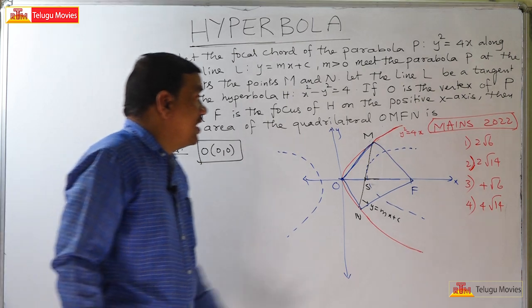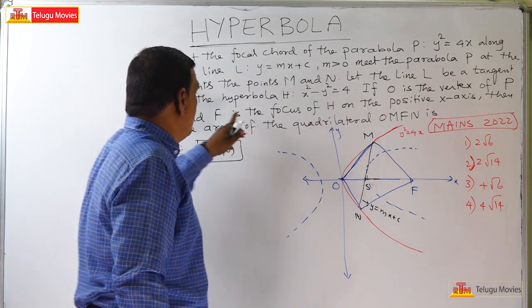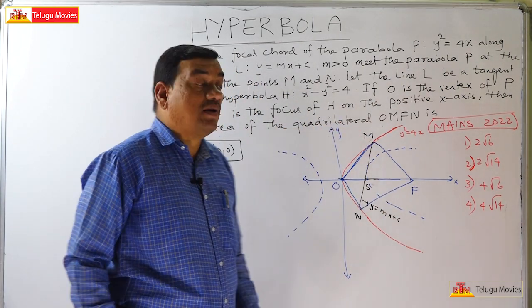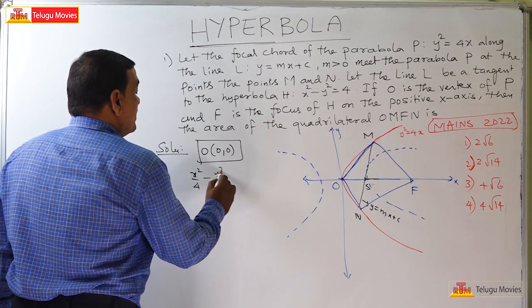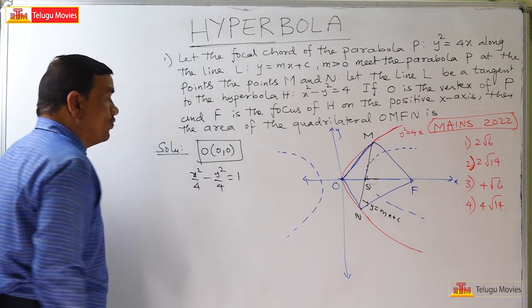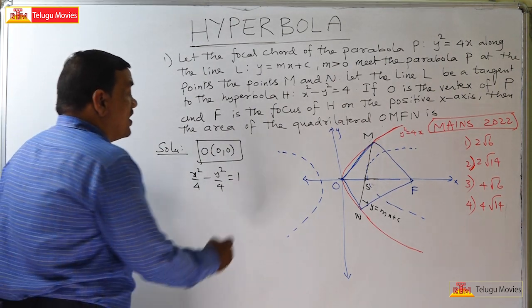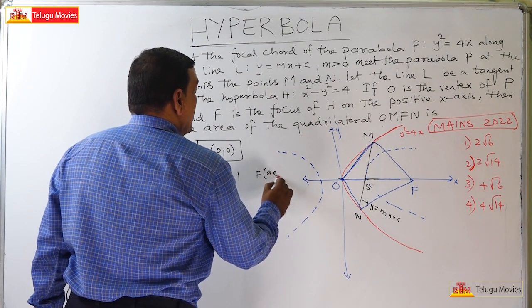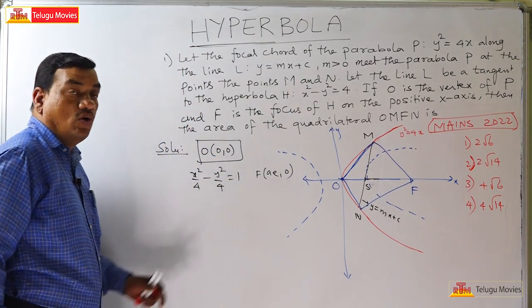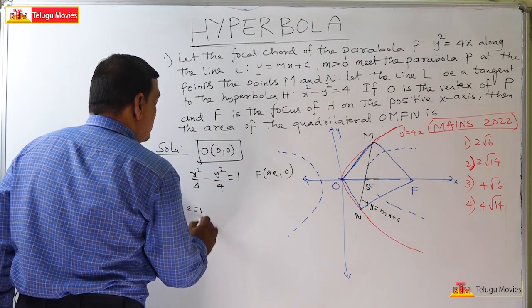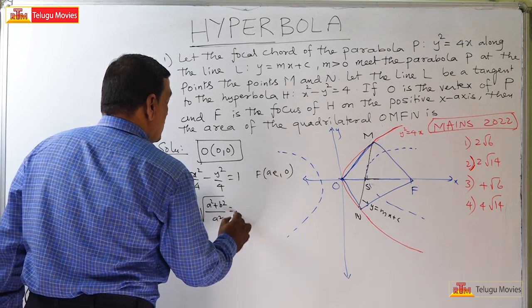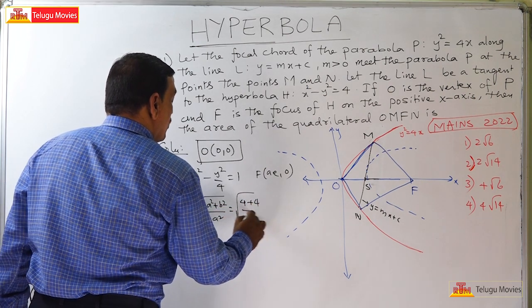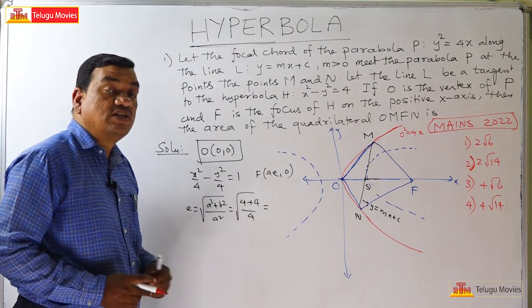F is the focus of the hyperbola. The hyperbola is x square by 4 minus y square by 4 is equal to 1. The focus is F equal to (ae, 0). What is the eccentricity? e is equal to the root of (a square plus b square) by a square, that is equal to root of (4 plus 4) by 4. So 4 plus 4 is 8.